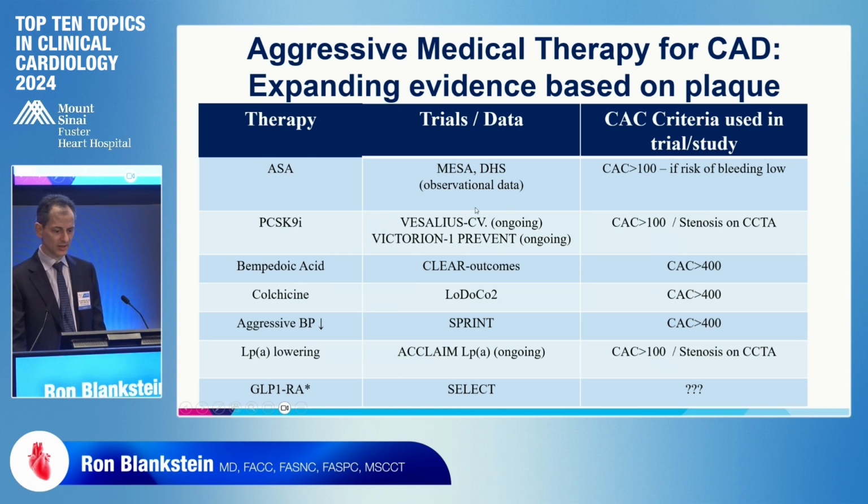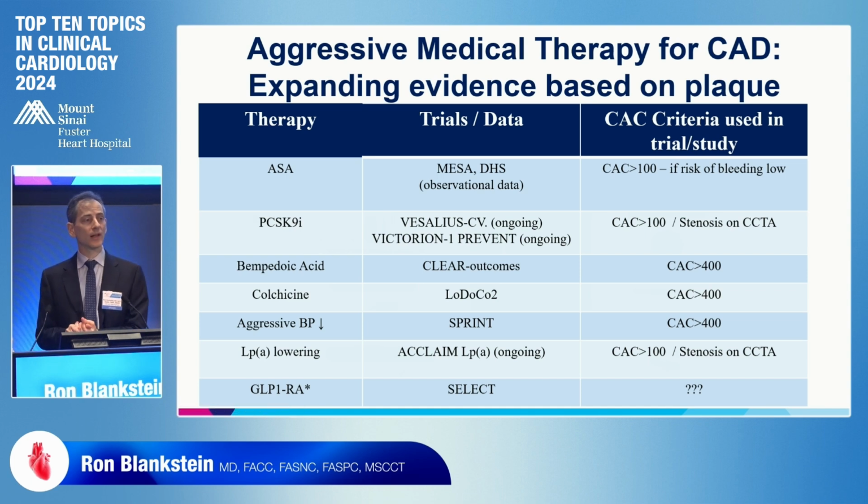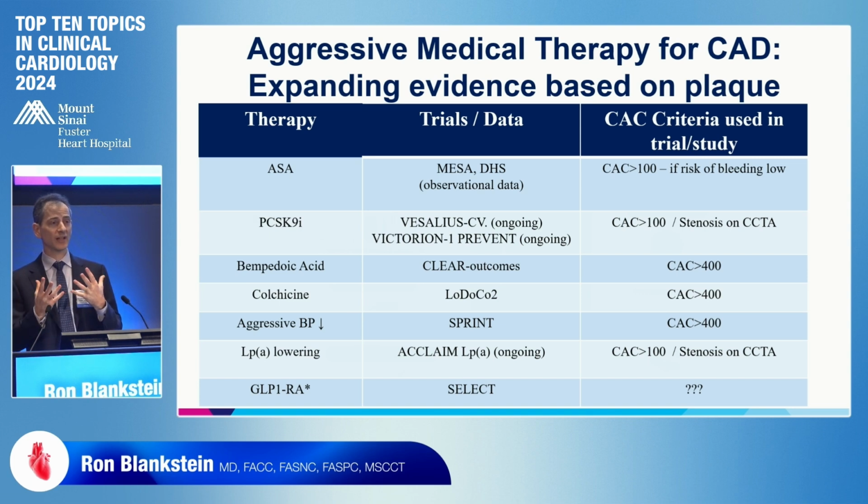For aspirin, most of the evidence is observational. It comes from MESA and the Dallas Heart Study, where individuals who have a calcium score over 100 are more likely to benefit from aspirin than to be harmed. Of course, this is an individual decision. So in patients who don't have bleeding issues, if the calcium score is very high, in my own clinic, I now sometimes use a calcium score over 300. If bleeding is not a big concern, that's an agent we would consider.